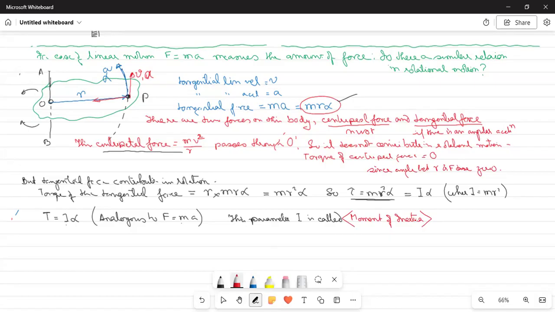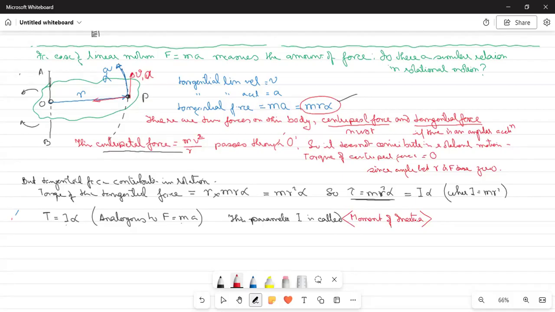So here we find a relation. In linear motion, we had a relation F equal to ma, where we could measure the amount of force with the help of linear acceleration. Here, we can measure the torque with the help of angular acceleration if we know I.